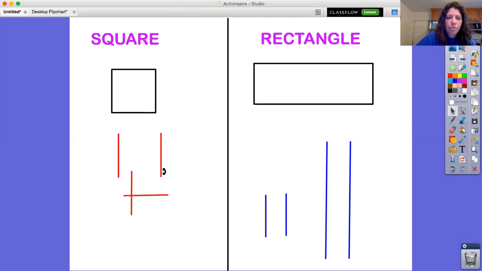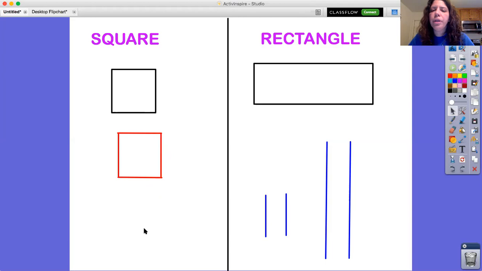Go ahead and flip that over here. And then I'm going to go ahead and turn this one around and flip that there. There we are. So you can see all four of those lines create a square.